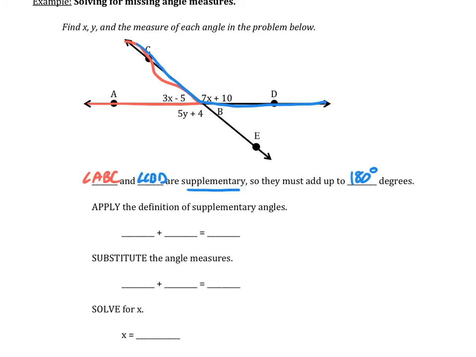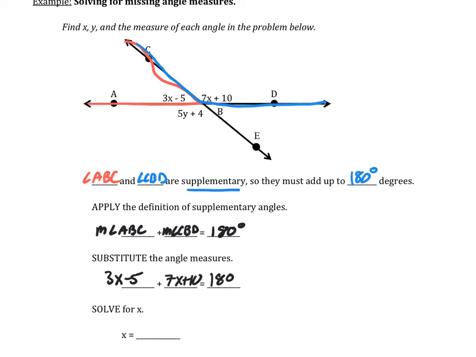So I'm just going to write that down and apply it. And we want to adjust our notation because now we're going to start talking about measurement. So if I take the measurement of angle ABC and add it to the measurement of angle CBD, I'm going to have 180 degrees. So let's substitute that in. 3x minus 5 plus 7x plus 10 needs to equal 180 degrees.